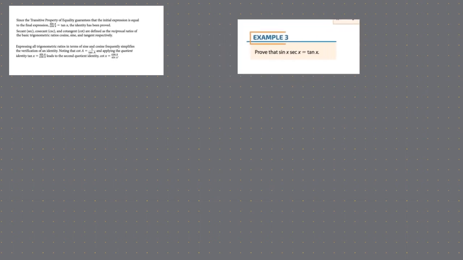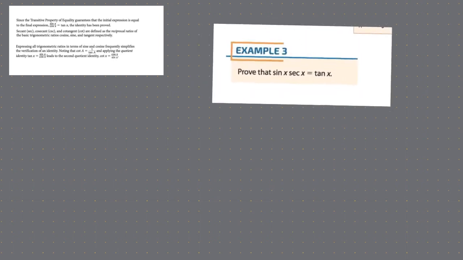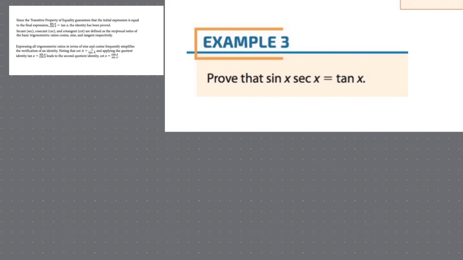All right, so here comes example number 3. Example number 3 says, prove that the sine of x times the secant of x is equal to the tangent of x. You guys thought you were done with proofs for the year, but these are informal proofs. So don't freak out about them. They're informal proofs. So let's look.